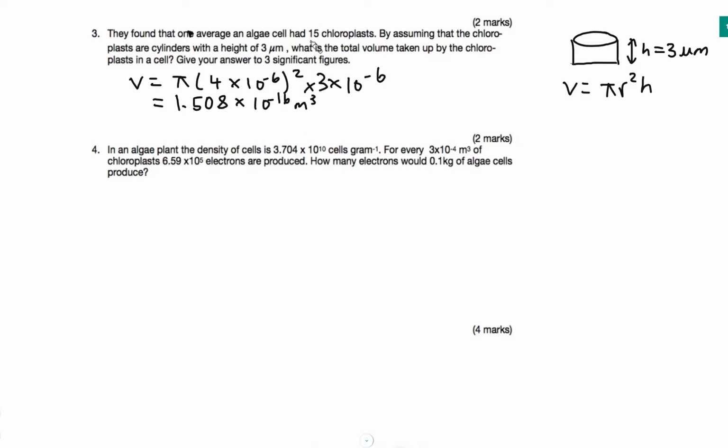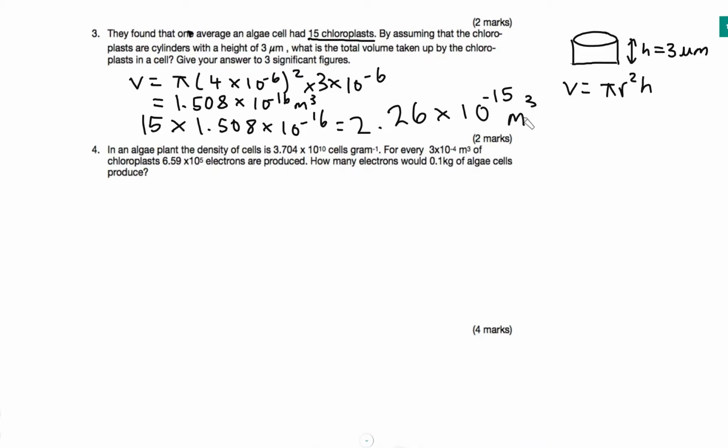Now what you have to understand is that that's the volume of one chloroplast, not 15. So if in a cell there are 15 chloroplasts, then the total volume taken up by the chloroplasts will be the volume of one chloroplast multiplied by 15. So 15 times 1.508 times 10 to the minus 16 gives 2.26 times 10 to the minus 15 meters cubed. Some people might miss this last bit, but it's very crucial because up until now we've only worked out the volume of one of these cylinders, not 15.